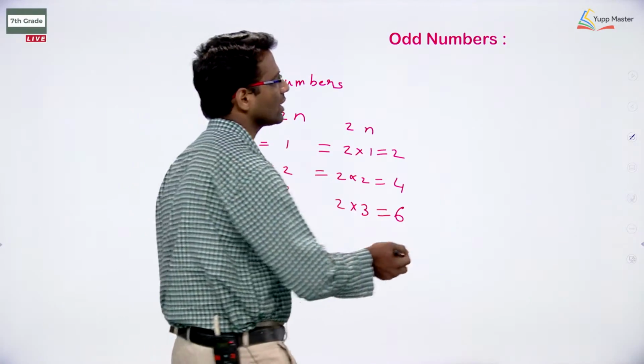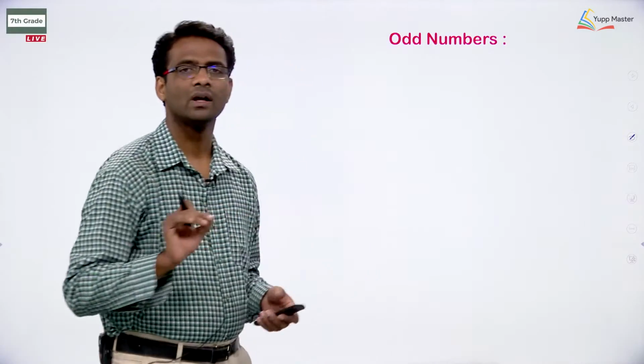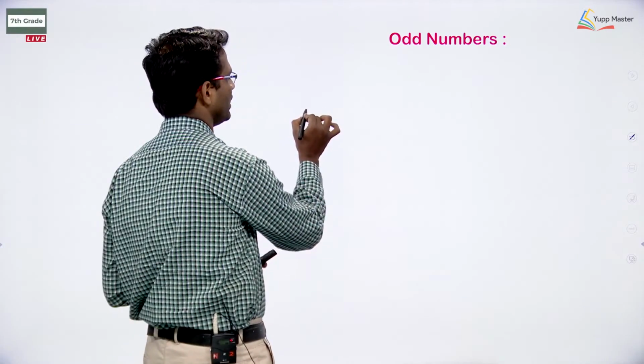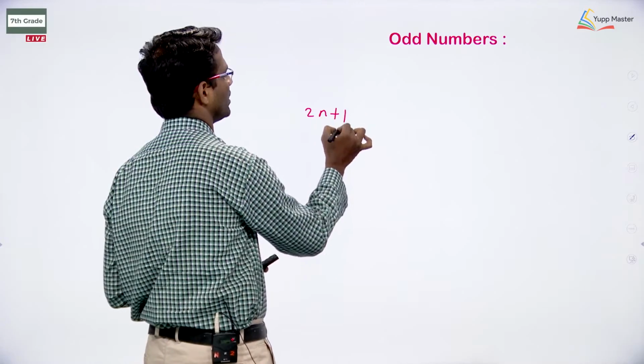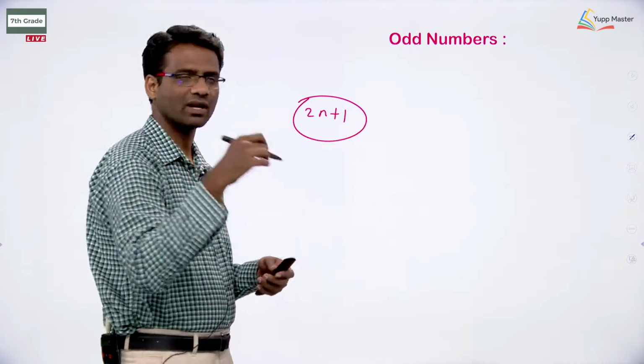Now, coming back to our odd numbers. Odd numbers are numbers which are not divisible by 2. We are not talking about 3, 5, all that. To differentiate between odd and even, we are going to use only 2. So the general form will be 2n plus 1. This is the general form, and then we will see one example.